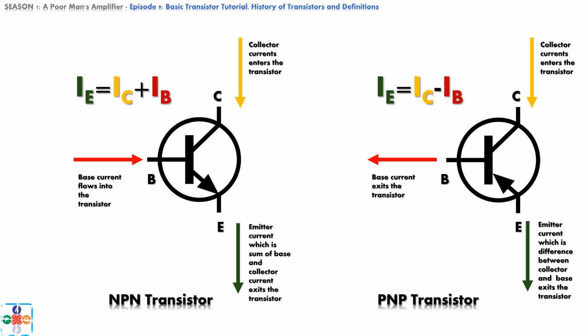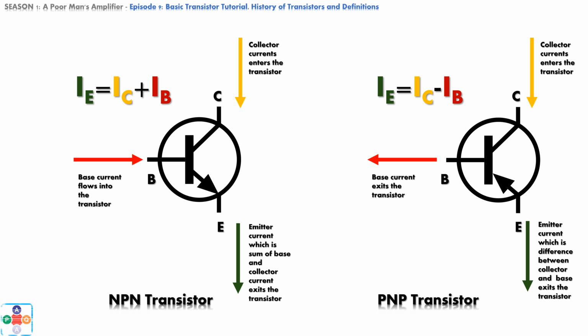In summary, for NPN transistor, the base current goes into base terminal, adds together with the collector current, and exits the transistor through the emitter terminal. For PNP transistor, the collector current splits into two parts. First part exits the transistor through the base terminal, and second part exits the transistor through emitter terminal.